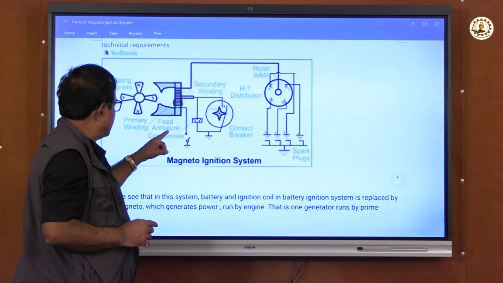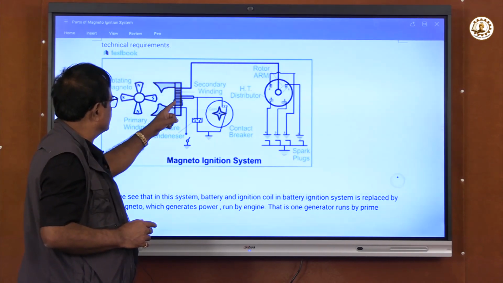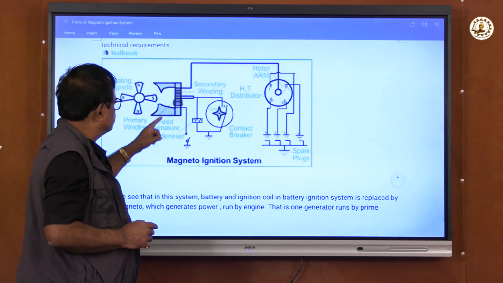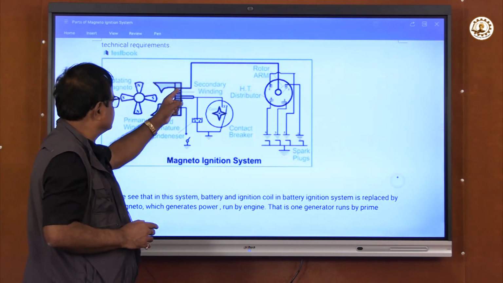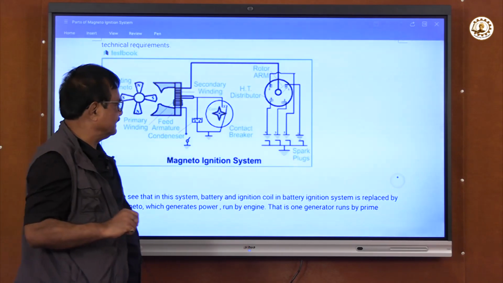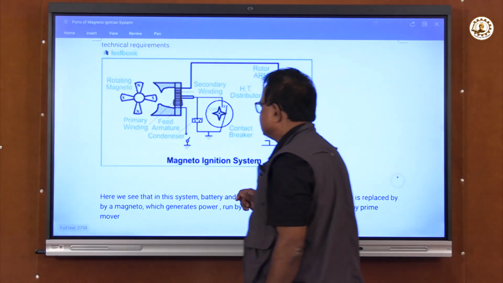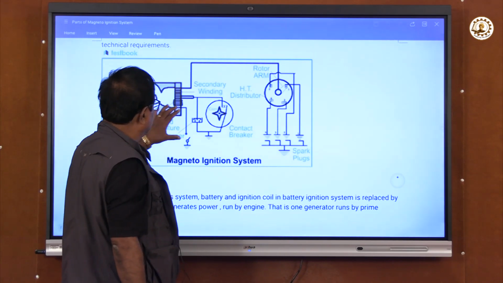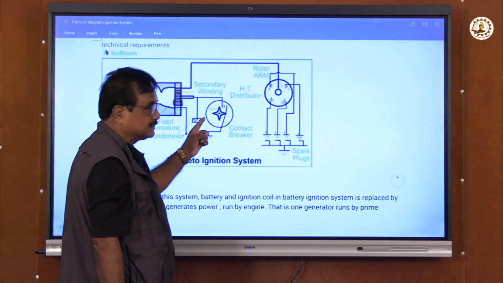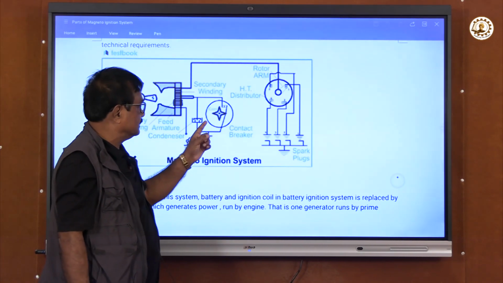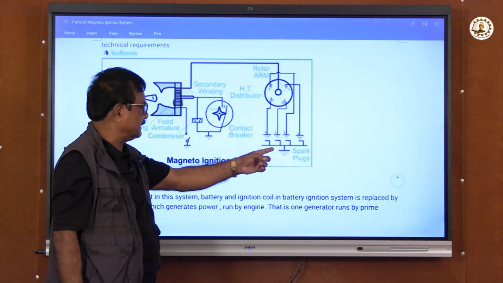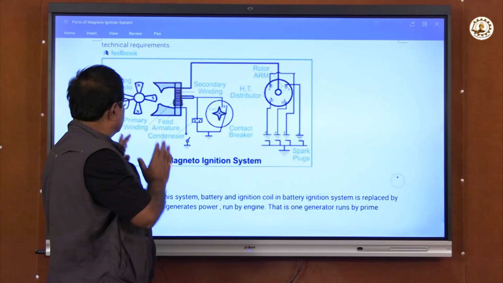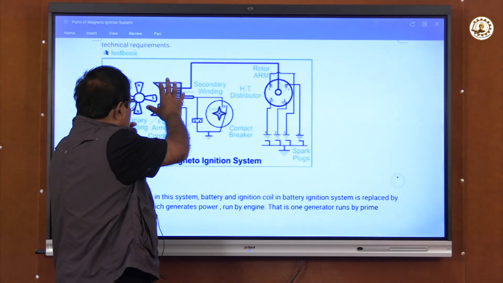This is an armature condenser, but two circuits are there. One is the secondary winding, another is the primary winding. What happened? The battery and ignition coil are not there, but the cutout is also here. Here is the distributor, here is the sparking plug, everything. We only replace the battery and ignition coil with this magneto ignition system.